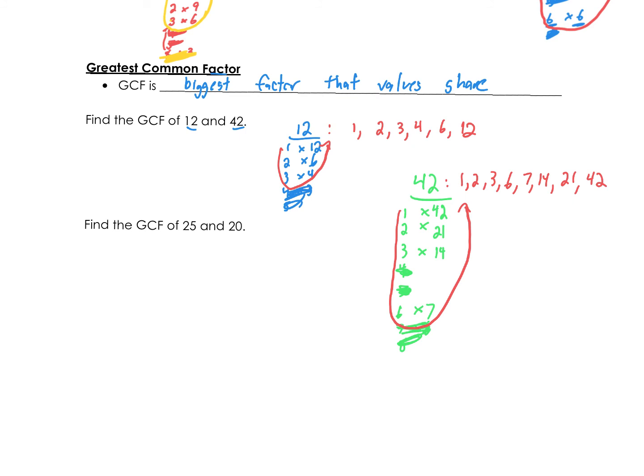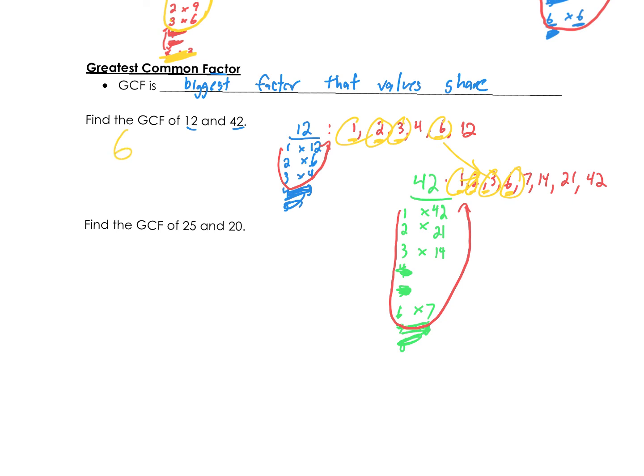Okay, now that we have the factors of both these numbers, we're going to look for the largest we have in common. They do both have a 1. That's not the largest. They both have a 2. They both have a 3. They both have a 6. And they both have a 12. No, they don't. I'm sorry. Sloppy writing. So the common factors are 1, 2, 3, 6. But the greatest common factor is 6.